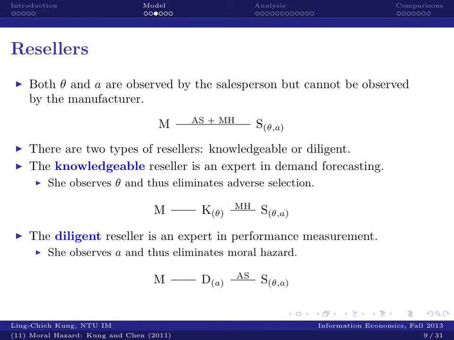If we use the diligent reseller, he is an expert in performance measurement, and the diligent reseller can observe A and eliminates moral hazard. So there will only be adverse selection in the lower level.